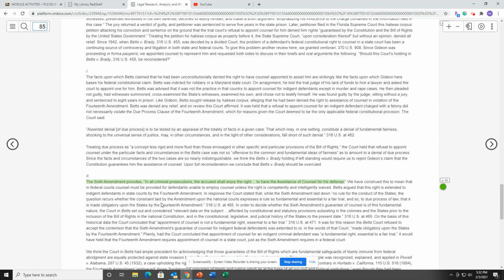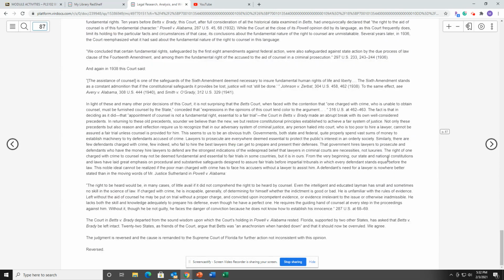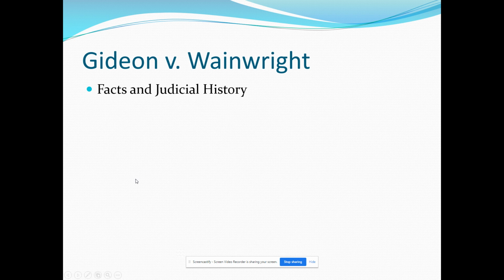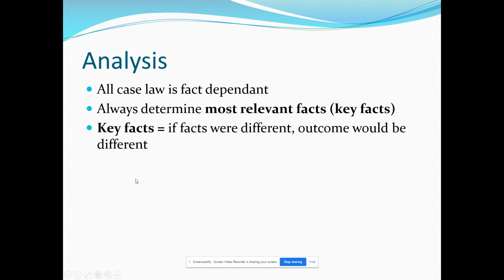Our holding is up here. So that's just a real quick way of going through that. Our issues. Okay, so remember we talked about facts a couple of weeks ago, but remember that the facts are really super, super important to writing a case brief.